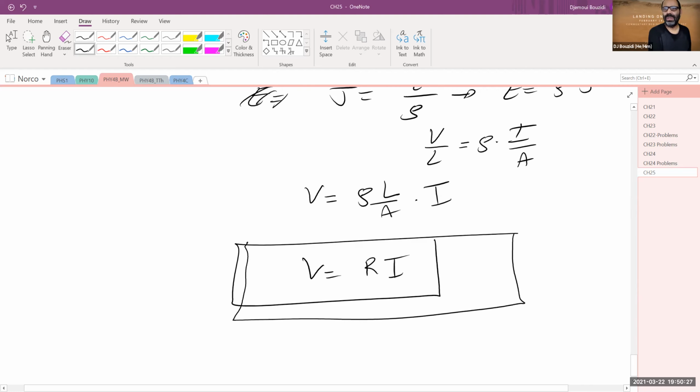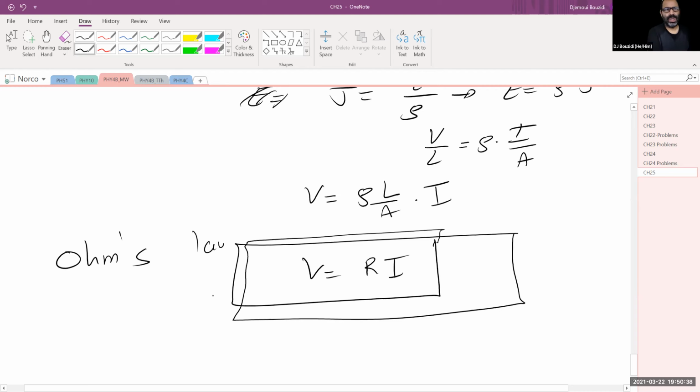This is Ohm's law. People talk about it and they say, okay, verify Ohm's law. This is the one that they talk about, okay? The voltage that you measure with a voltmeter and the current that you measure with an ammeter are proportional to one another. This is the purpose of the lab next time.